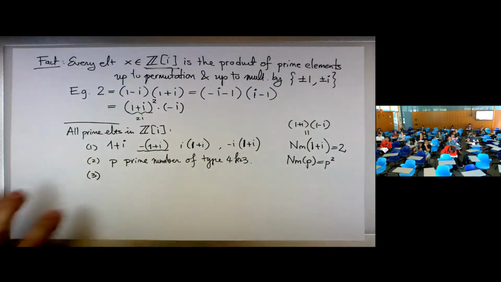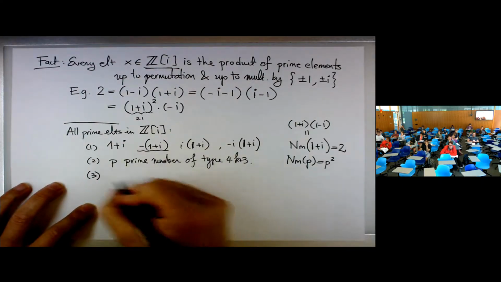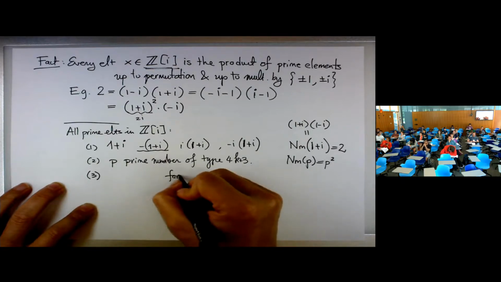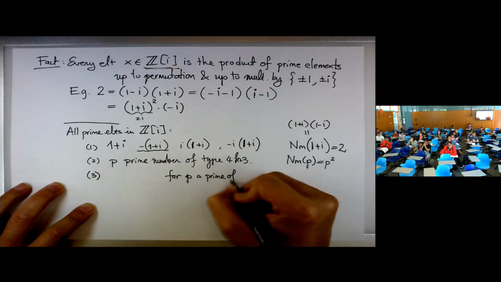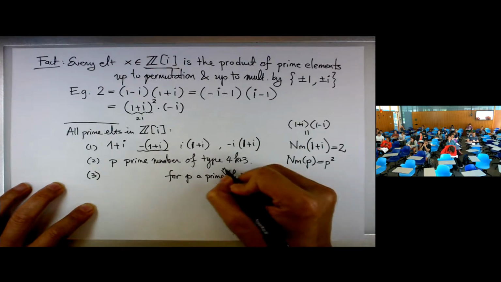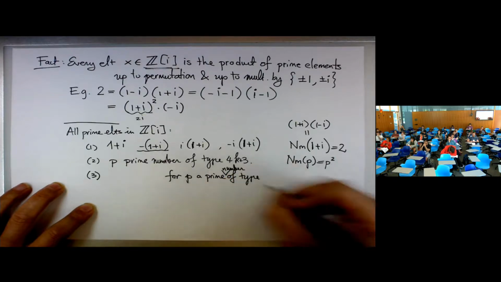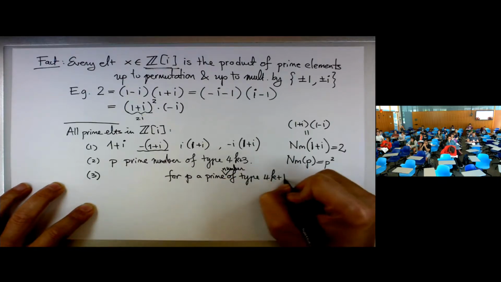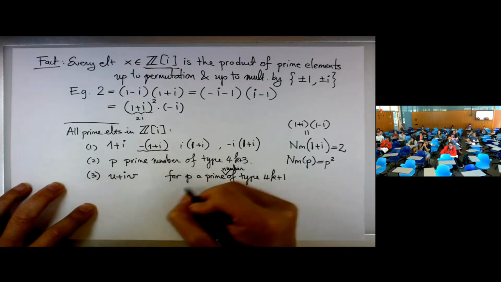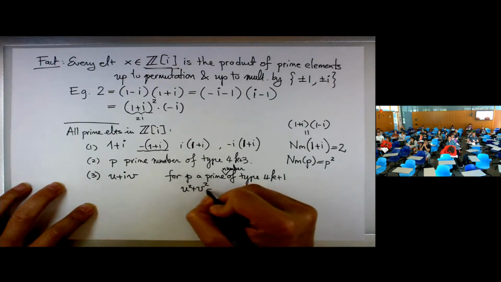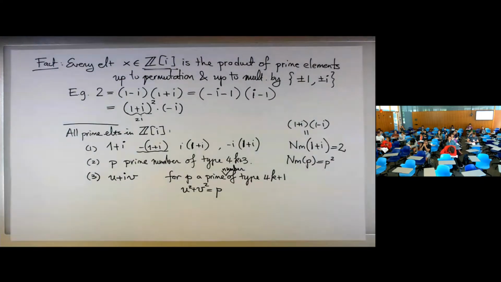Thirdly, I'm going to have, for P a prime of type prime number, or people call it a rational prime, same thing, I can have something called U plus iV, where U and V are given so that the sum of their squares is P. It's a theorem of Gauss that every prime of type 4k plus 1 is the sum of 2 squares.